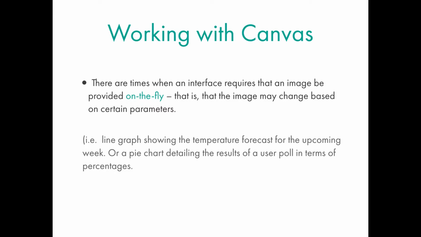So why do we use Canvas? There are times when an interface requires that an image be provided on the fly. So that's where Canvas can come in handy. We can actually change the image based on certain parameters, so it's a little bit more dynamic than just a static image that we include on the page. For example, a line graph showing the temperature forecast could be something that we create on the fly, and Canvas comes in handy for that.